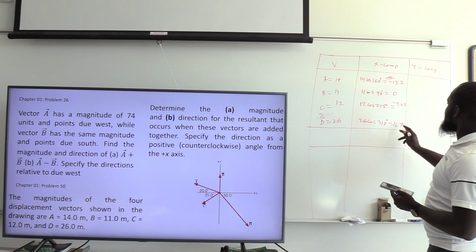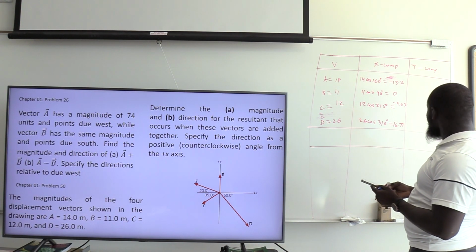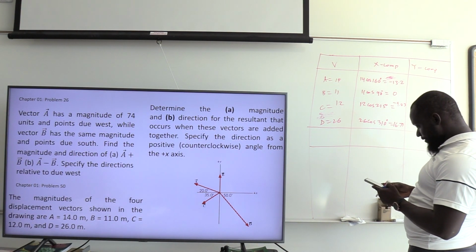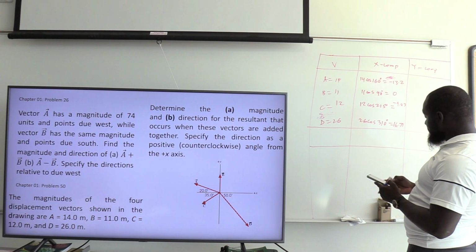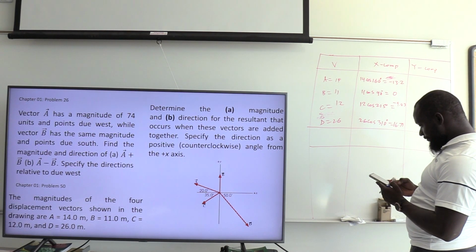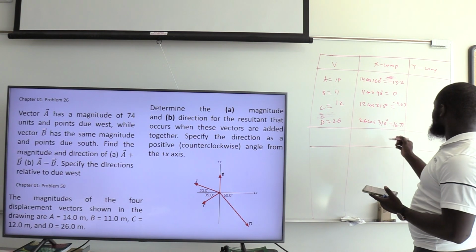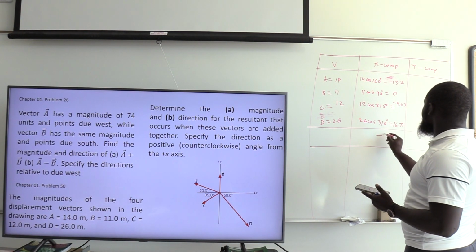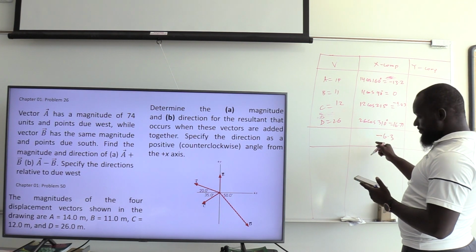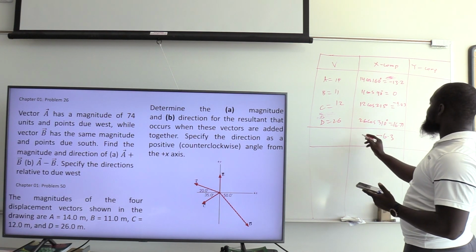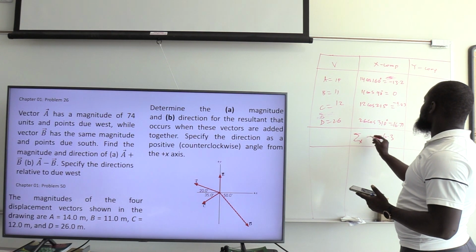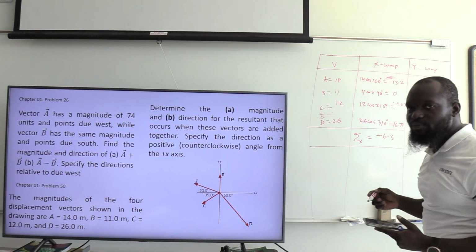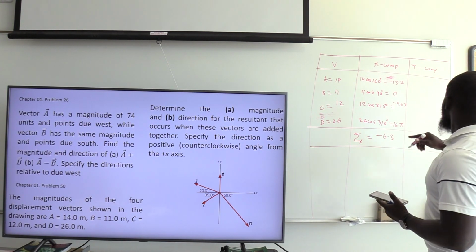For the x, 16.71 minus 9.83 minus 13.2 gives minus 6.3. Remember we had 6.28 the other time, so it's approximately minus 6.3. That's my total x. So it means what we did the last time was correct. Now let's go to the y.